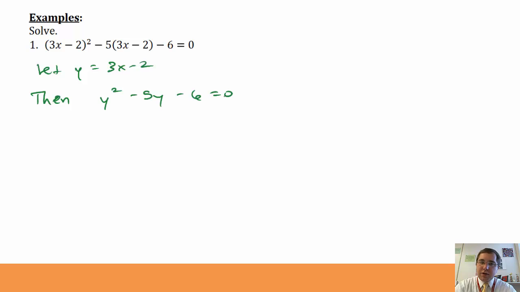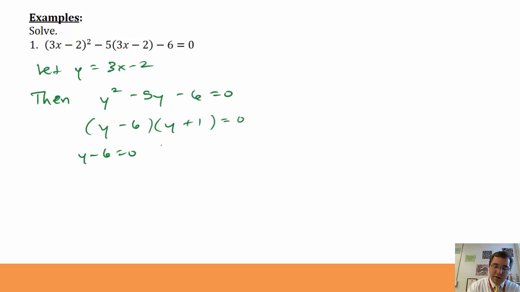And I can solve that in terms of y, and then replace y with 3x minus 2 and solve it for x. So let's solve it for y first. This one happens to be factorable because I can find two numbers that multiply together to give me negative 6 and add together to give me negative 5. So how about negative 6 and positive 1? So I'll have y minus 6 and y plus 1. So that means y minus 6 equals 0, or y plus 1 equals 0. So y equals 6, or y equals negative 1.